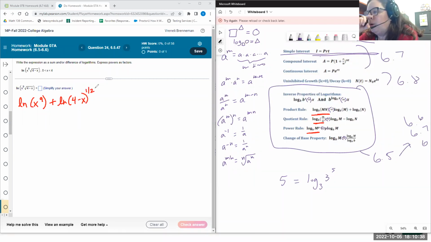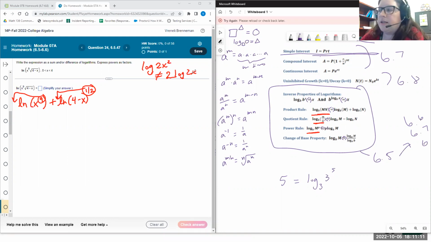Now I'm going to rewrite this square root of 4 minus x as 4 minus x to the 1/2 power. When you see a radical within a logarithm, it's going to be better to think of that radical in its exponent form. So square root is the 1/2 power. Then the power, as long as the power is applied to everything inside the log, can move out front. You just have to watch, if I had log of 2x squared, since only this x is being squared, that would not be 2 times log 2x. So it has to be everything in the log.